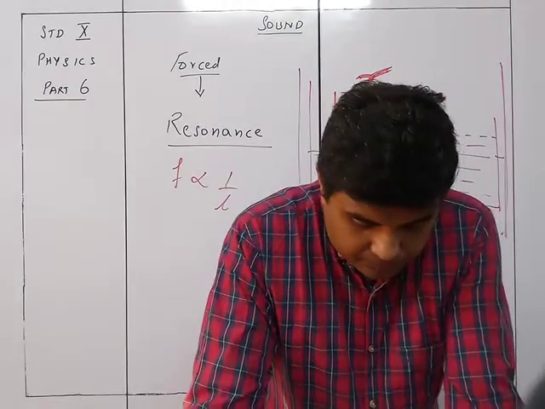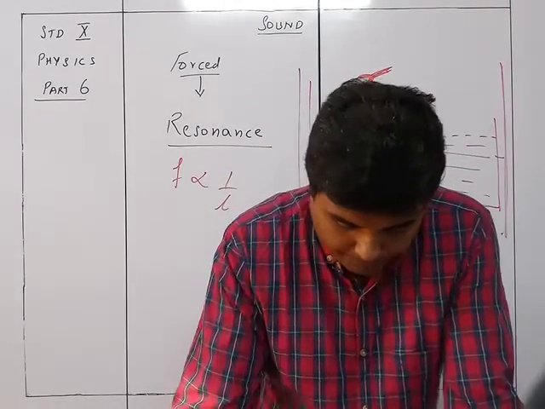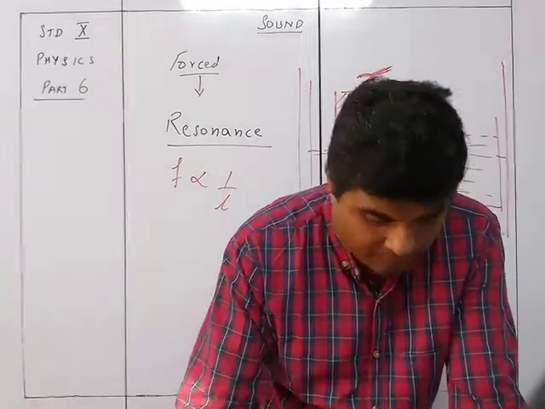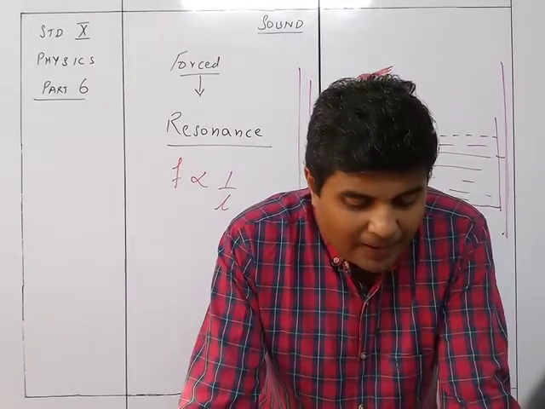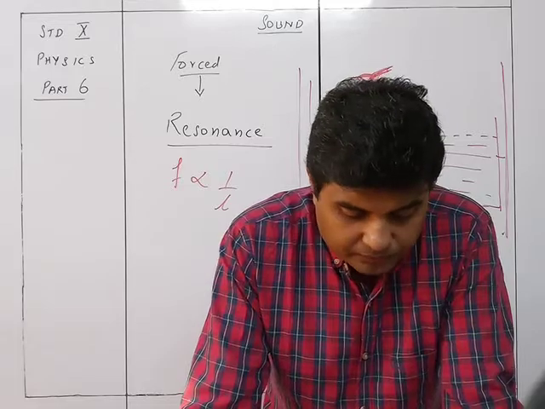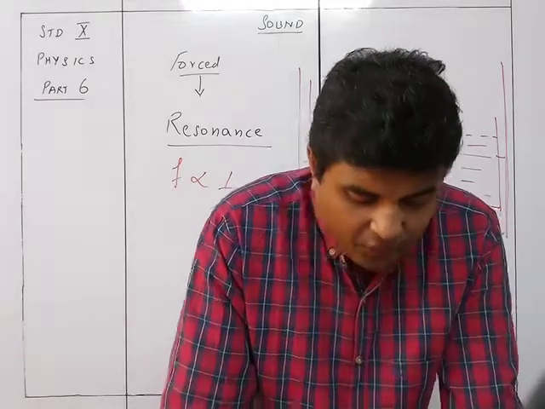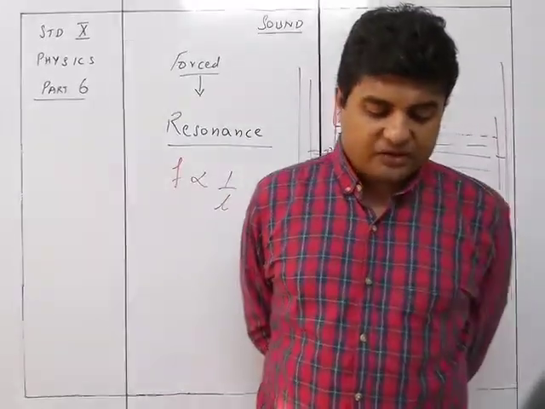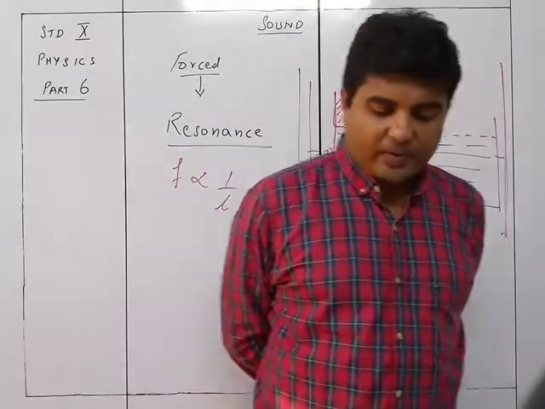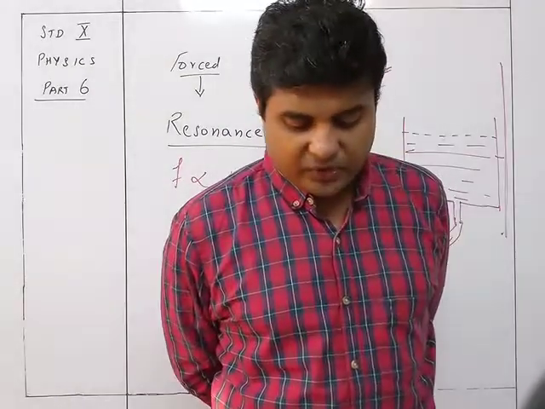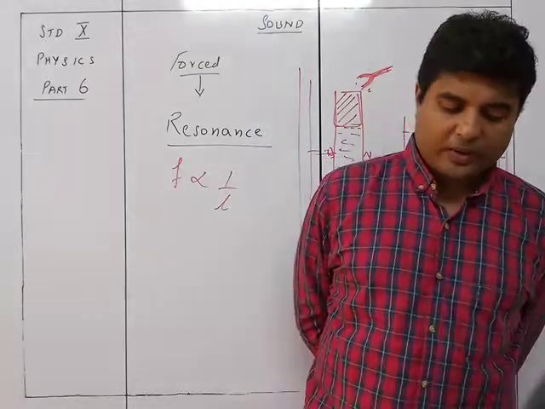Okay, so we see over here that by moving the reservoir up and down, an air column is formed in the tube A, between the water surface and its mouth. The natural frequency of the vibration of the air depends on its length, since frequency is proportional to 1 upon L.